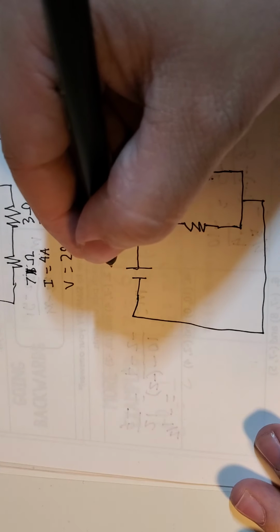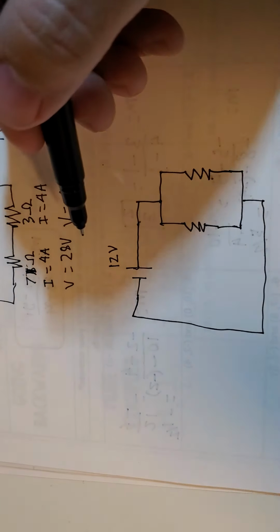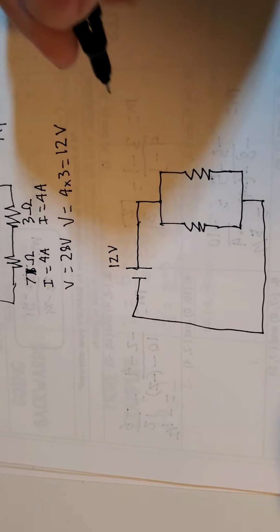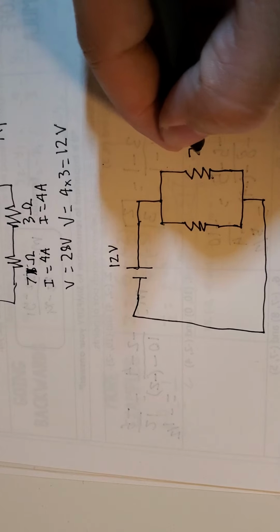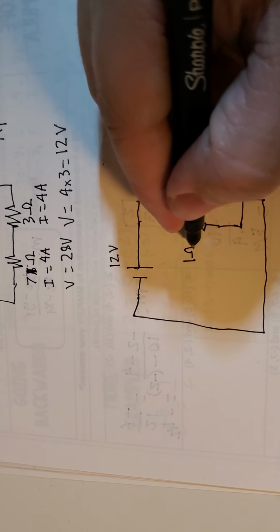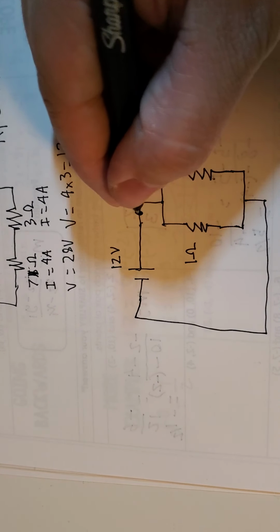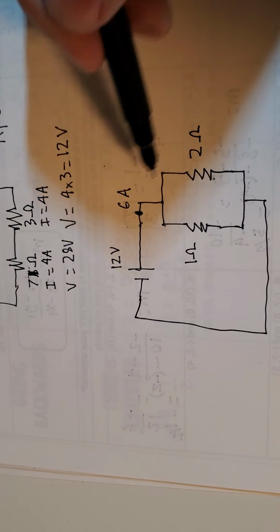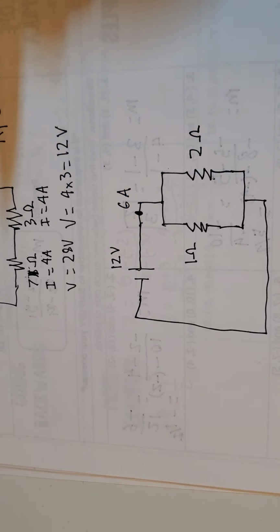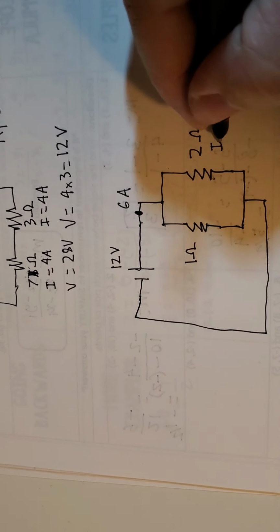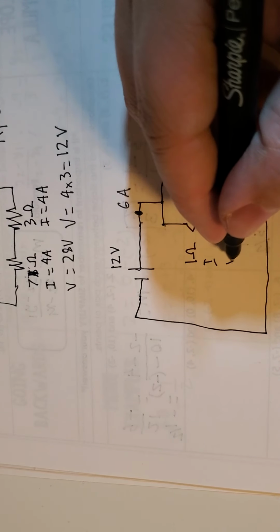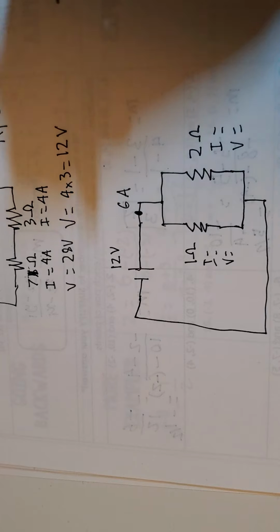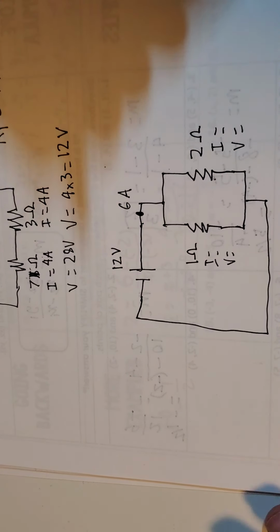Okay, and we're going to say that I've got 12 volts here, and we're going to say that I've got, let's say, a 2 ohm resistor here and a 1 ohm resistor here, and I've got, let's say, 6 amps going through this, okay? So, let's find I, and let's find V. Again, I'm kind of making up this question on the spot, so let's hope that it works out.